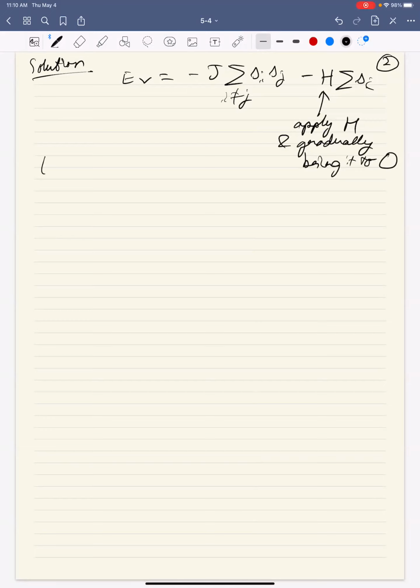So what would happen if H tended to plus infinity? How would the spins look like for any value of J?